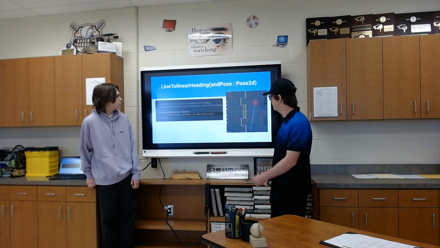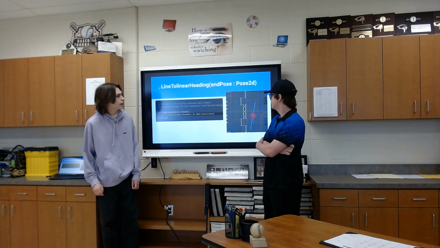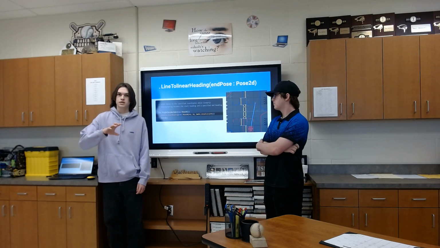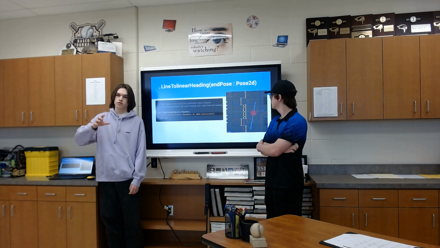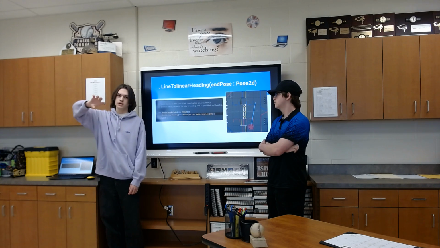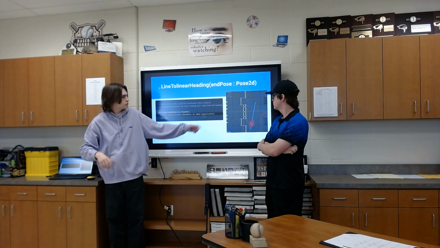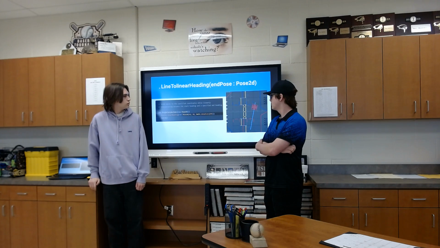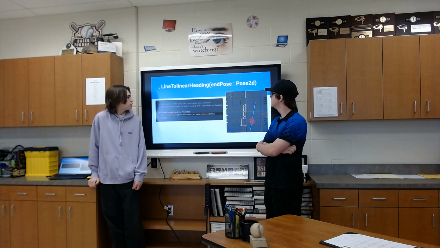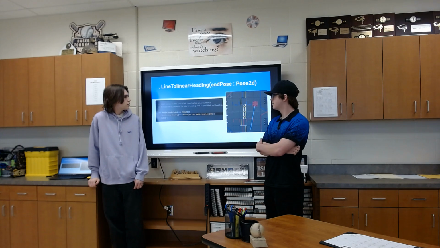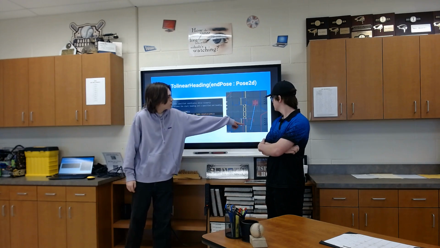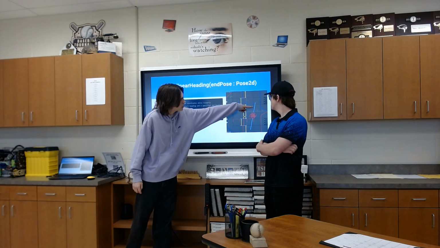So a line to linear heading is, while it is moving, it is moving in a line, and while it is moving, it is gradually turning the robot's heading to meet the target heading. This can also be combined with the forward command in similar ways, because you can do a forward, and then while it's moving forward, you can.